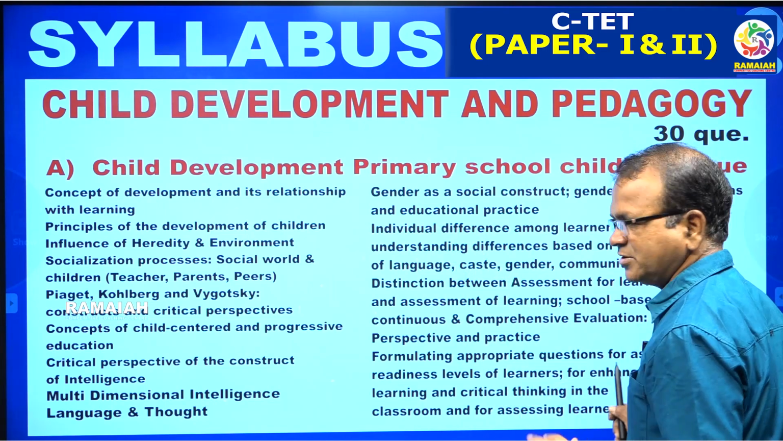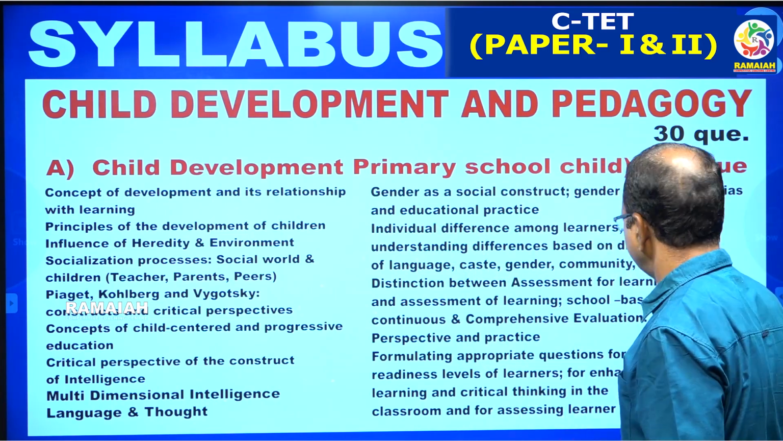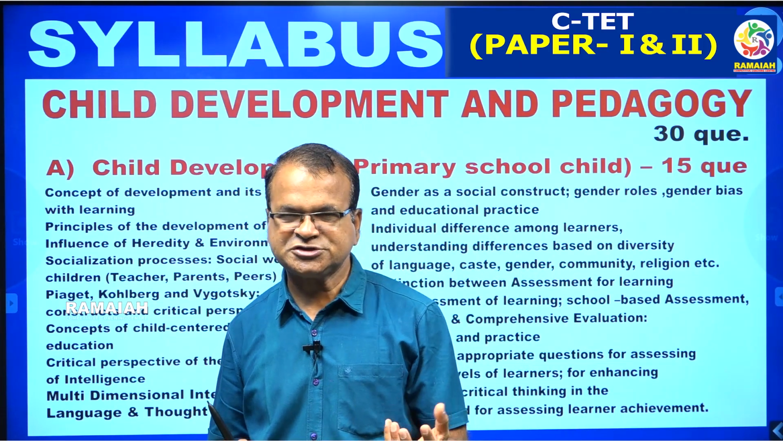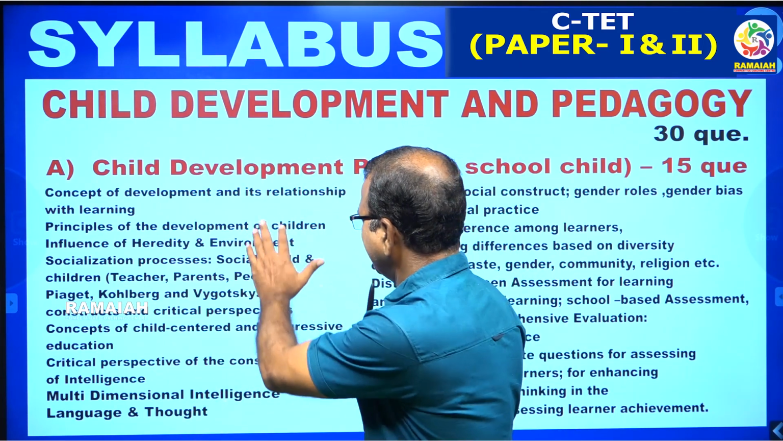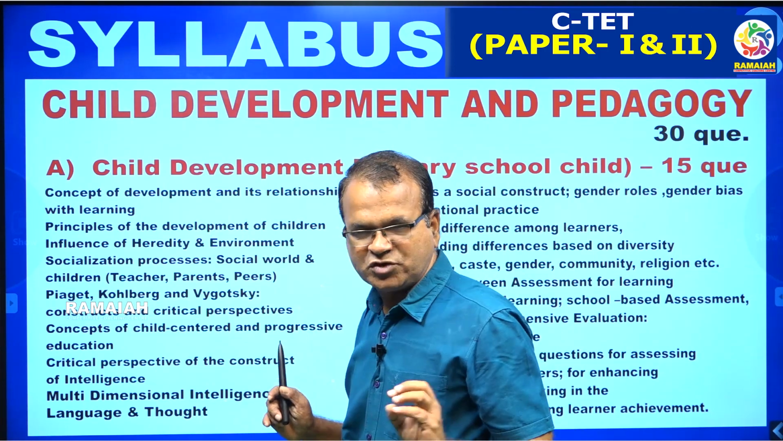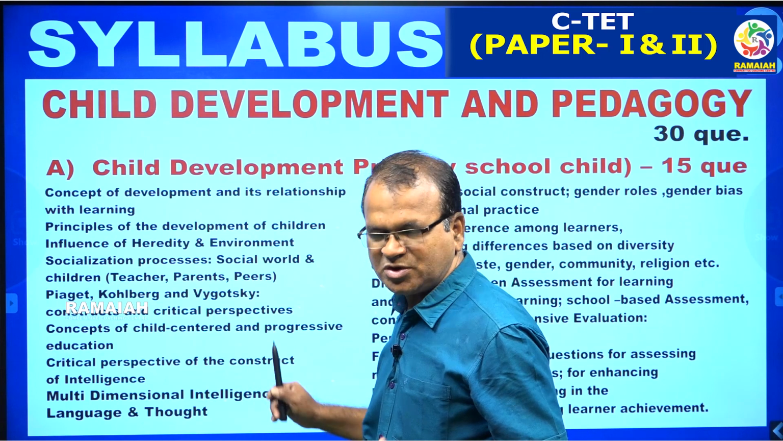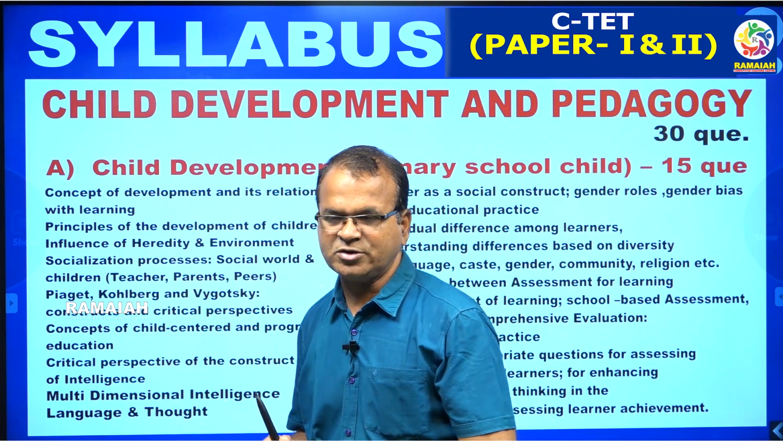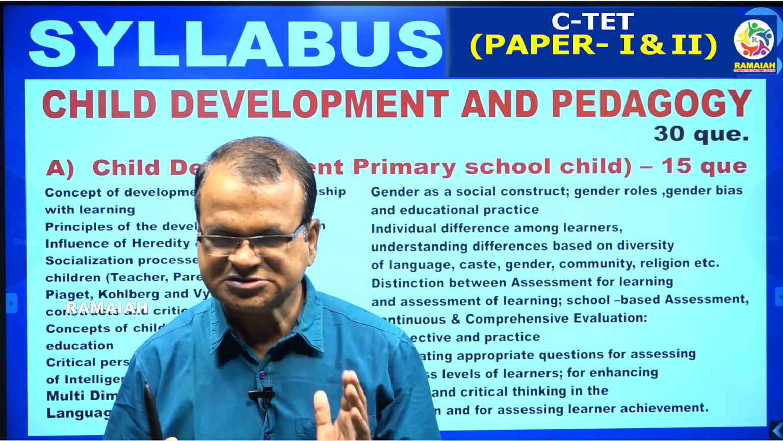For child development, that is psychological and sociological base, 15 marks, and pedagogy for 10 marks, inclusive education 5 marks. This is part 1, child development for 15 marks, and inclusive education for 5 marks, and third, what we discussed, pedagogy for 10 marks. This is the 30 marks syllabus we are having. Friends, this is the syllabus.